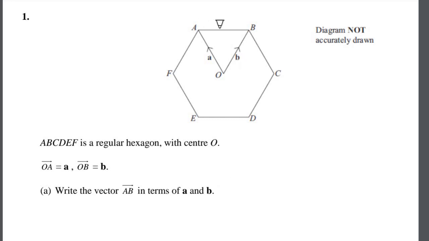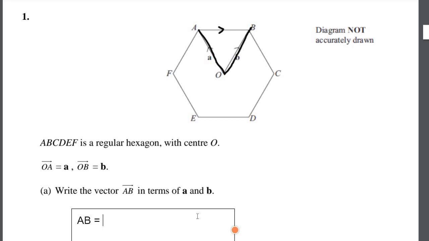Now, the vector AB is this. You need to think about, if you need to go from A to B, how do you get from A to B? Now, you could take this route. You could go from A to O and then from O to B. So the vector AB is AO plus OB.